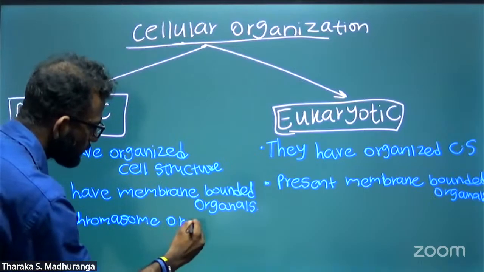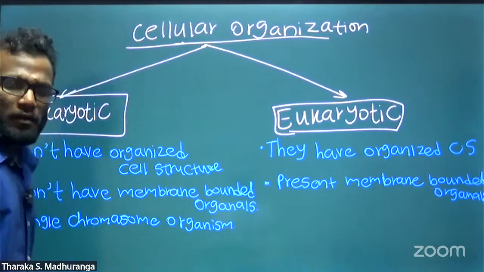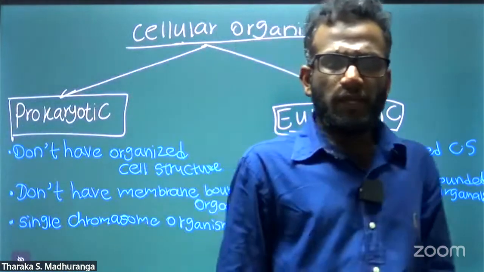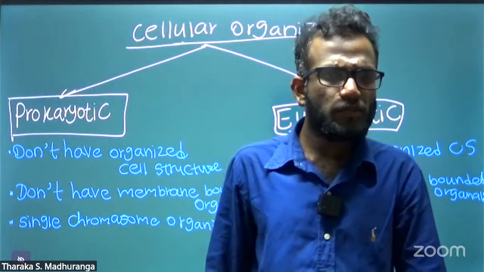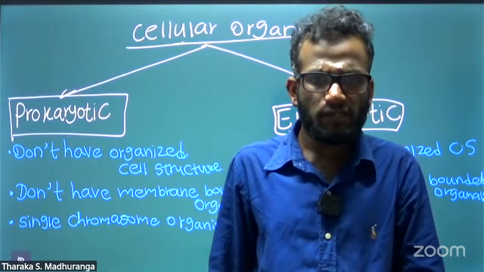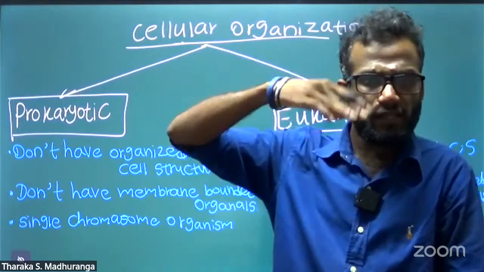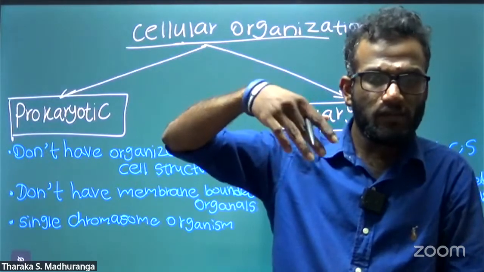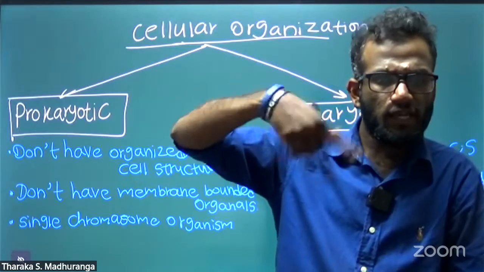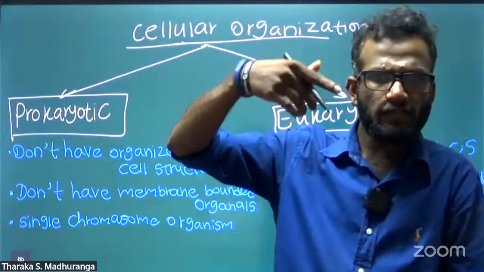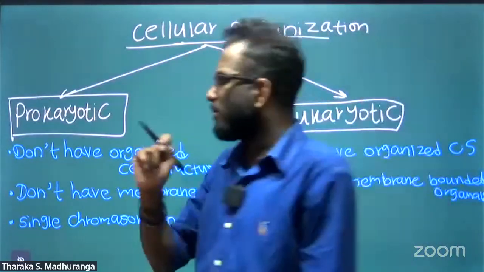Okay, I got the meaning of the single chromosome organism. What's the meaning? A single chromosome organism means in their cytoplasm, the number of chromosomes, think of it as DNA chains, has only one DNA chain.